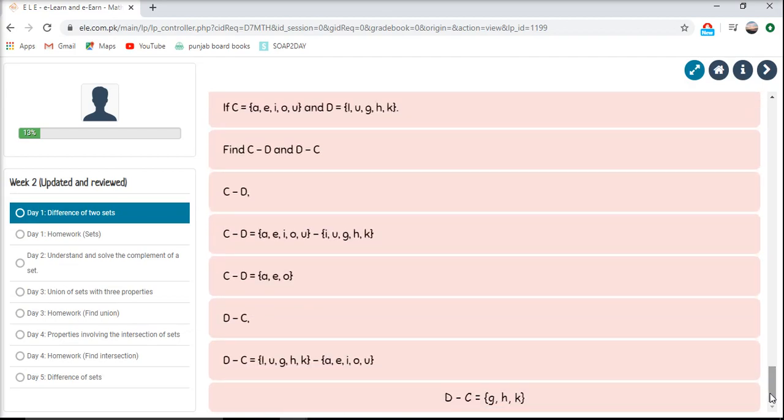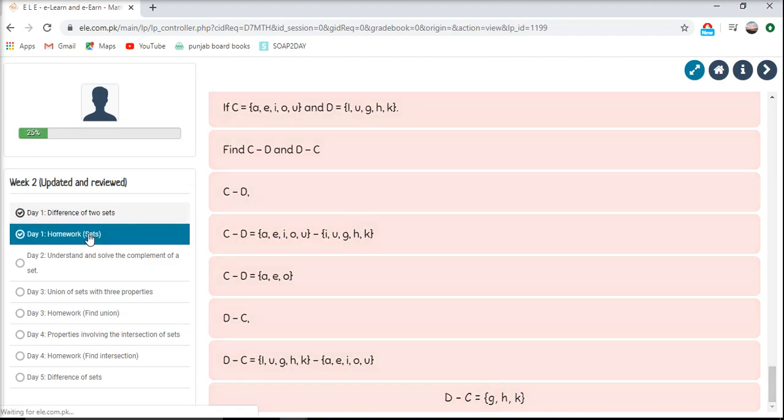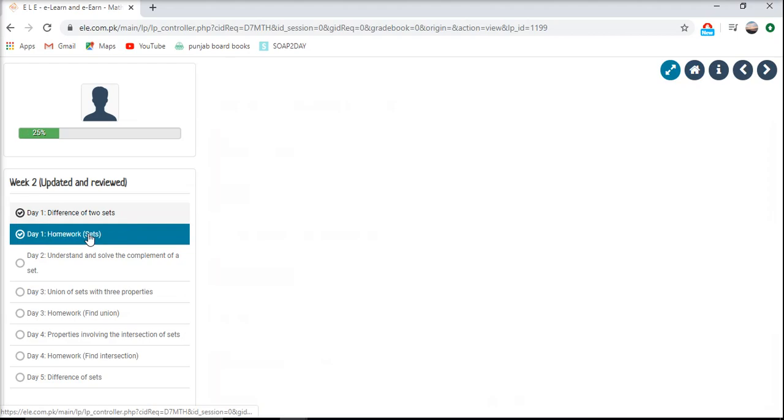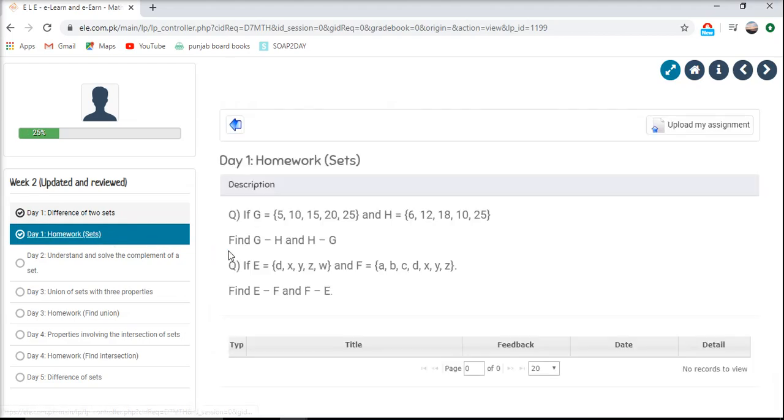Good. Now discuss this day. Discuss the difference of two sets with anyone. And after that, your Day 1 for math is complete. Now let's do our homework. You can do it later as an activity or anytime you like. Homework sets. If G is equal to and H is equal to, find G minus H and H minus G. After this, your Day 1 for Week 2 is done.